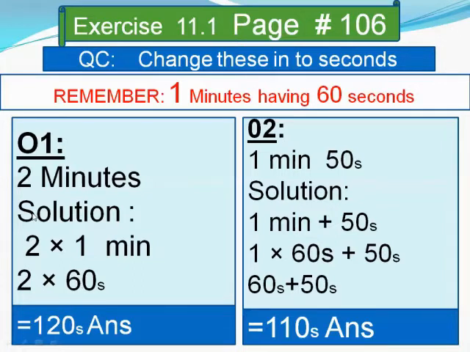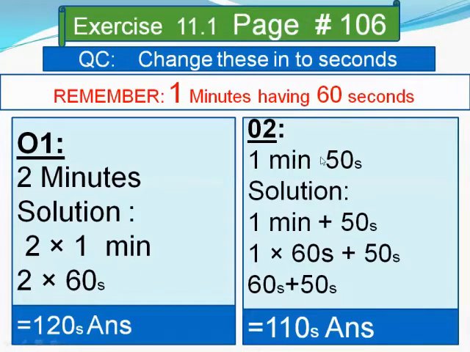Now I am repeating again. The value is given only in minutes. See the solution. How many minutes are here? 2 minutes, and the 2 minutes is multiplied by 1 minute, which means how many seconds? 1 minute has 60 seconds. That's why we multiply by 60. 2 times 60 is equal to 120 seconds. This small s is the symbol, the short form of second, and min is the short form of minutes. Now move to the next question.